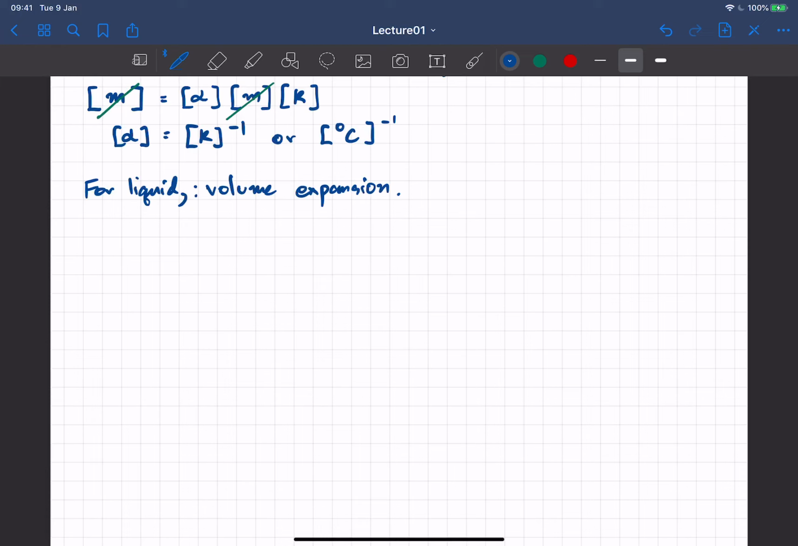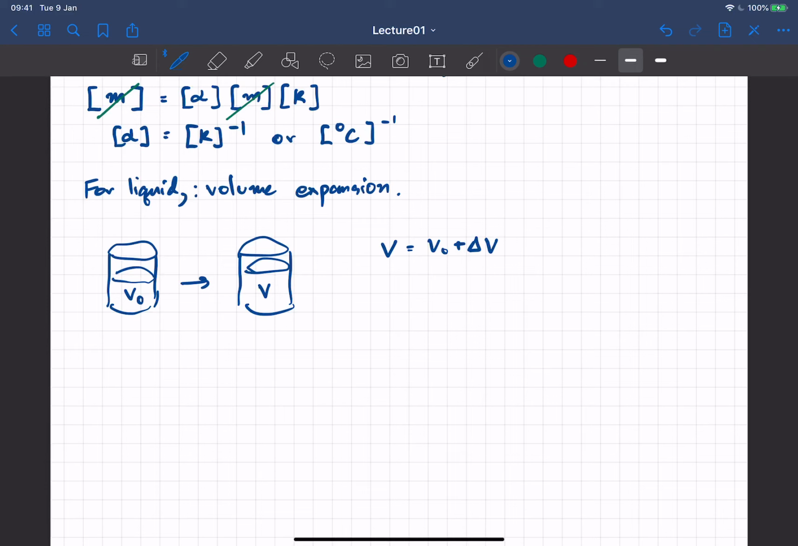It's like you have some kind of liquid in a container, and initially it has some volume V0, and then when you heat up this same thing, it's going to expand and get a higher volume like this, right? Sorry for the bad drawing. So in the same way, the new volume is the old volume plus delta V. Okay, so delta V is the change in the volume, right?